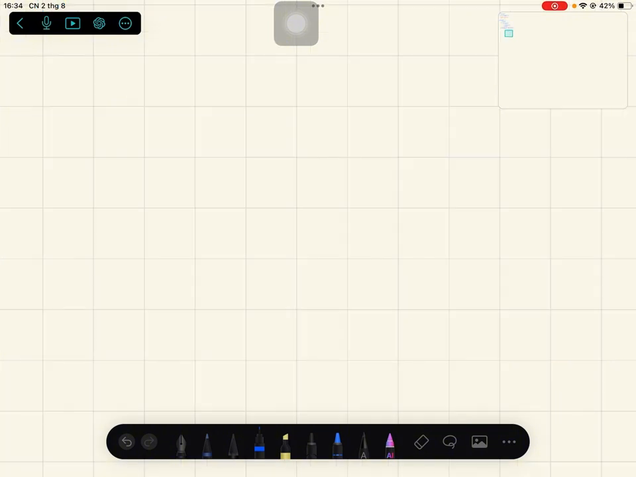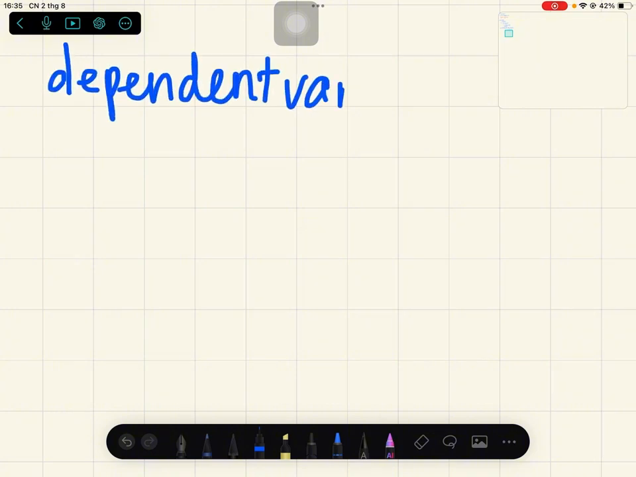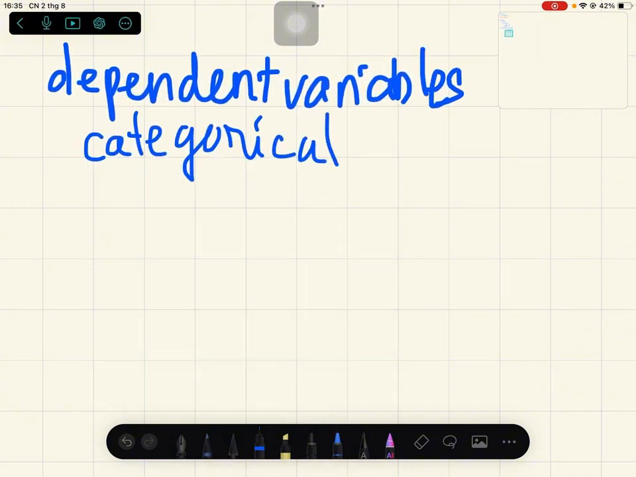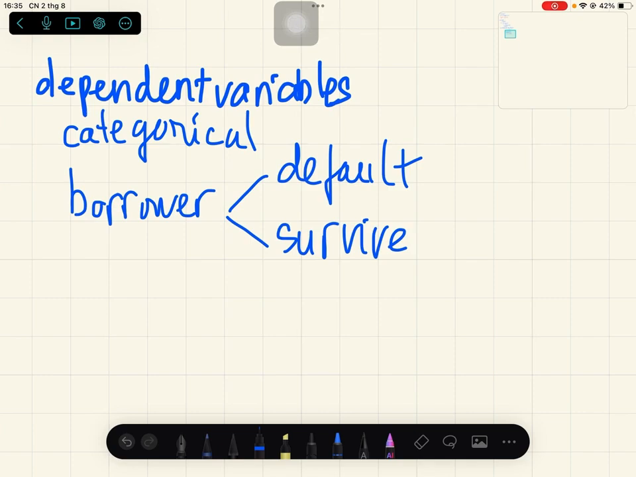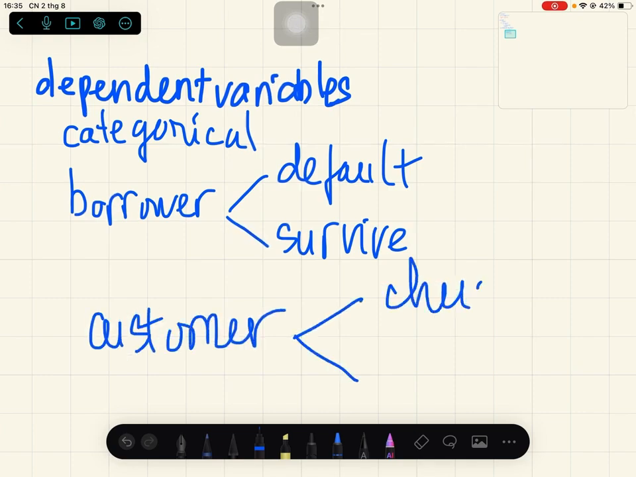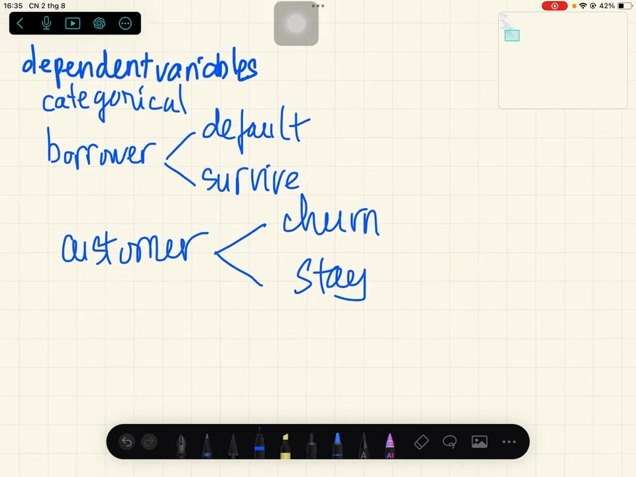Before introducing the mathematics, let's understand the dependent variable. In logistic regression, the dependent variable is qualitative, sometimes called categorical. Instead of measuring an amount, it classifies observations into groups. In finance, these groups are often binary. A borrower either defaults or survives. A customer either churns or stays. A trade either succeeds or fails.